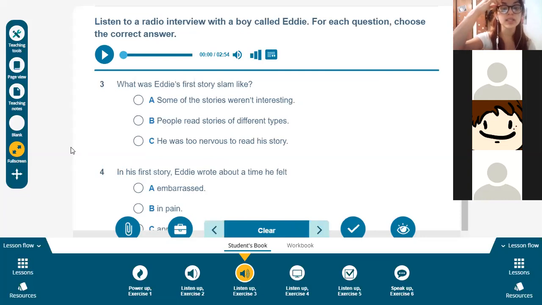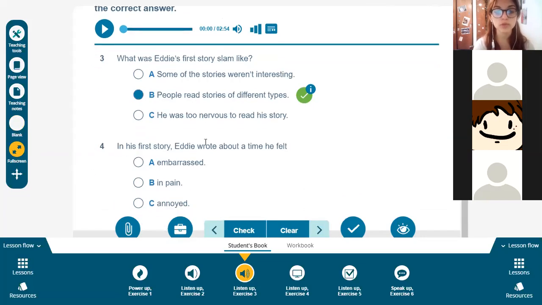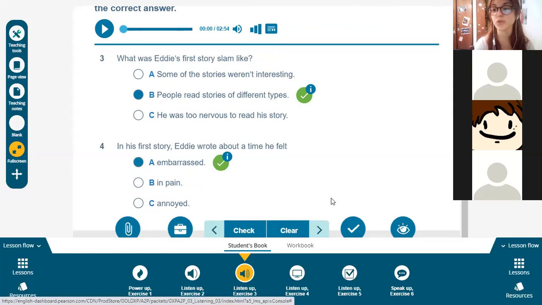Number 3. What was Eddie's first story slam like? People read stories of different types. He mentioned some of them. There was a ghost story, funny stories, science fiction. Very good. And more. What about his first story? He wrote about a time he felt embarrassed. He made a fool of himself.